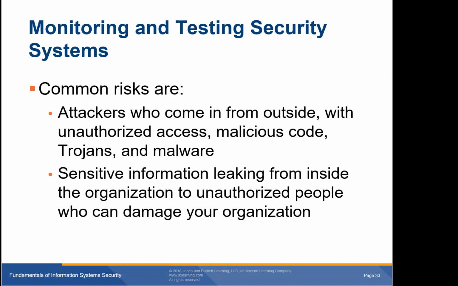Securing a closed environment is difficult. Your main goal as a security professional is to protect your organization's sensitive data from attackers. As hard as it is to secure a closed system, the job becomes far more difficult when your network connects to the internet. Just by connecting to the internet, you roll out a red carpet for attackers. Your job is to deploy strategies to control access to your systems. Keep in mind that completely securing your system is impossible. Although there are many risks associated with information security, two of the most common risks are attackers who come in from outside with unauthorized access, malicious code, trojans, and malware, and sensitive information leaking from inside the organization to unauthorized people who can damage your organization.